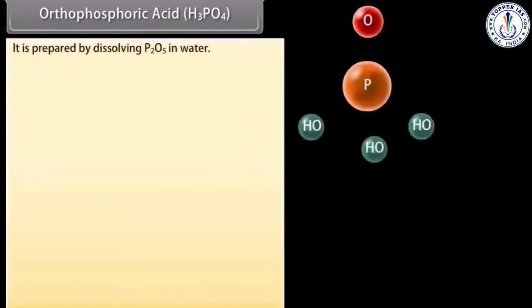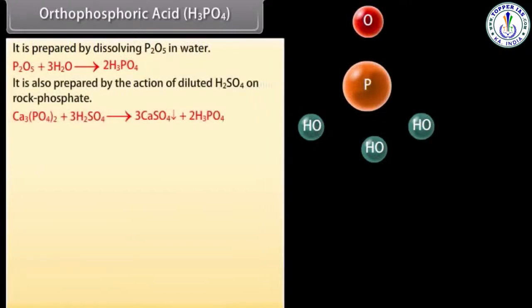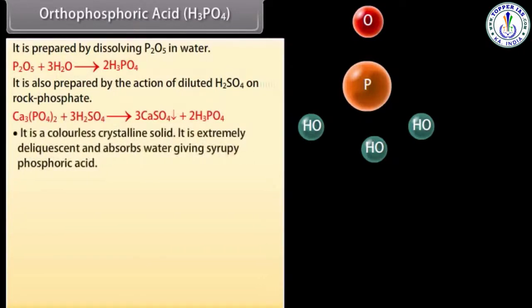Orthophosphoric acid, H3PO4. It is prepared by dissolving P2O5 in water. It is also prepared by the action of dilute H2SO4 on rock phosphate. It is a colorless crystalline solid. It is extremely deliquescent and absorbs water, giving syrupy phosphoric acid.